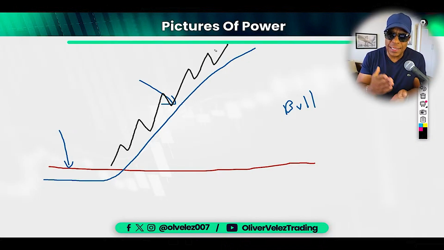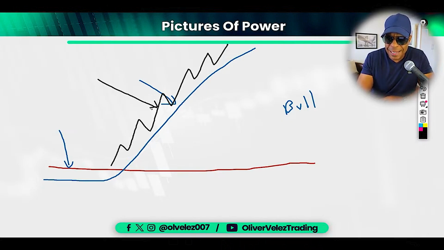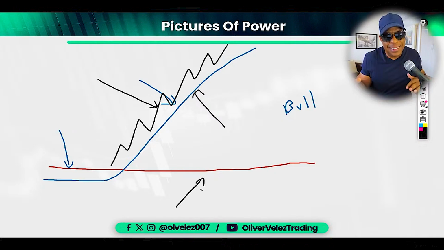It is a rising stock over a rising 20-period moving average over a flattish 200-period moving average. I'm going to repeat that. Your bullish picture of power is a rising stock above a rising 20-period moving average, both of which are rising above a flattish, doesn't have to be exactly flat, but a flattish type 200-period moving average. That's your bull picture of power.